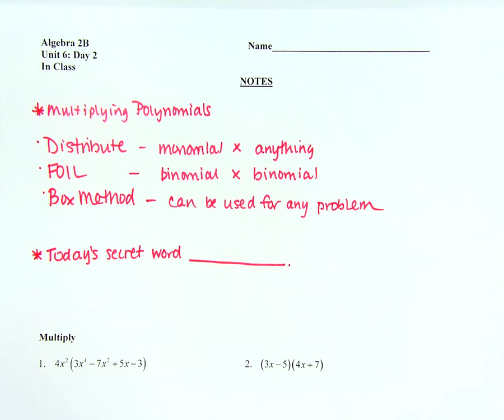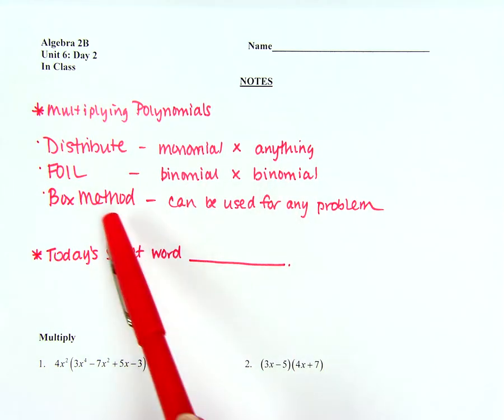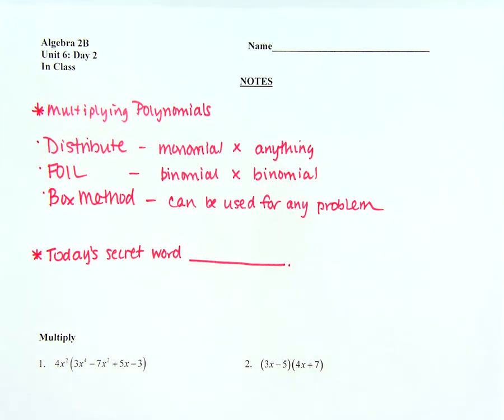Alright, so today we're going to be multiplying polynomials, and yesterday we did addition and subtraction, so this is just continuing on with multiplication. We'll be doing dividing soon. You already are familiar with how to distribute and how to use the FOIL method when you are multiplying two binomials. The only thing that will be really new today is the box method, but you can use it for distributing or foiling. It's just another way of setting up the problem.